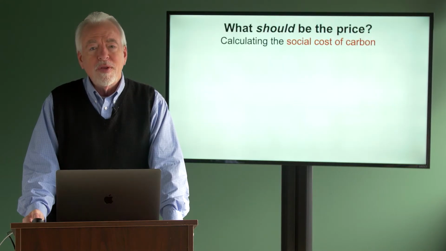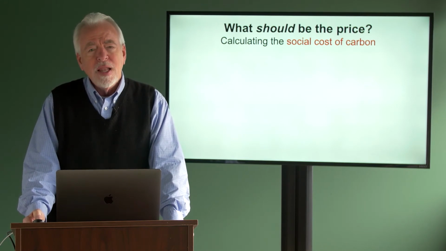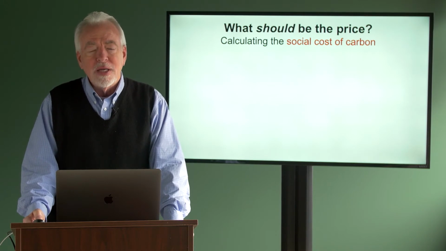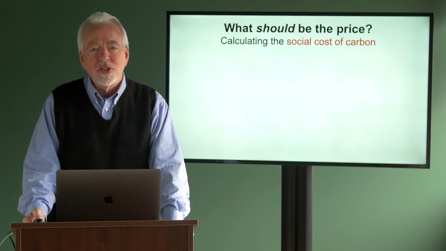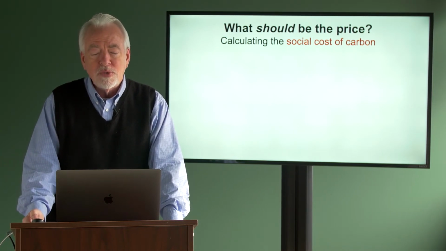Now, instead of looking at what the actual prices are in the policies that have been implemented so far, let's think a little bit about what should be the price on carbon. One way to think about that is to think about the cost of burning carbon. How much does that impact us and future generations? What's the social cost of burning carbon? That is a good indicator of what kind of price we ought to use.